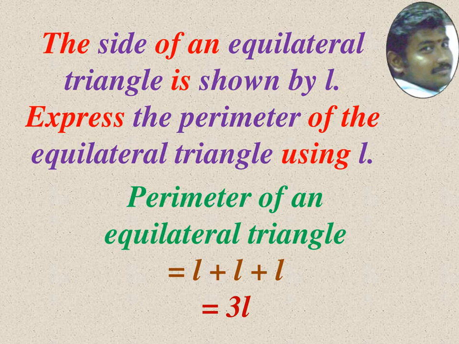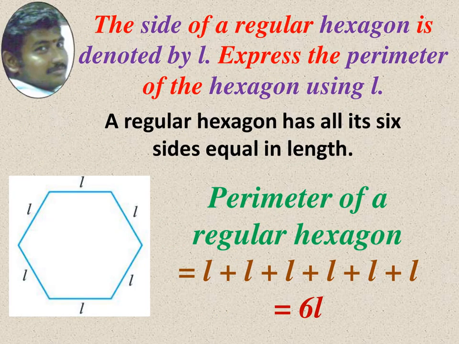The side of an equilateral triangle is shown by L. Express the perimeter of the equilateral triangle using L. The perimeter of an equilateral triangle is equal to L plus L plus L, that is 3L, because in an equilateral triangle all 3 sides are equal. One side is L means all 3 sides are L. The same way, here is a regular hexagon. One side is L. A hexagon has 6 equal sides. So the perimeter of a regular hexagon is equal to L plus L plus L plus L plus L plus L, so 6L. That is the perimeter of the regular hexagon.